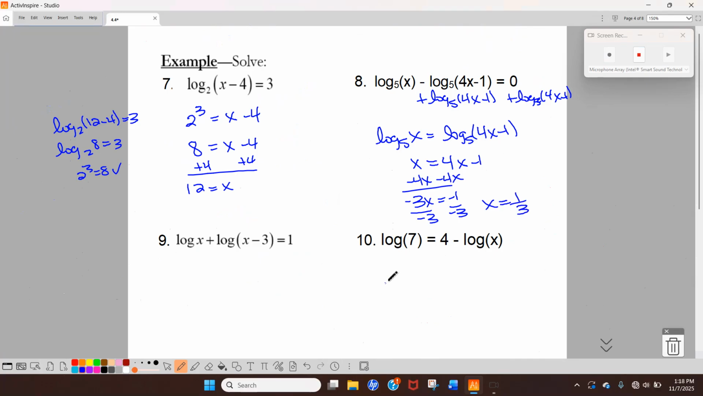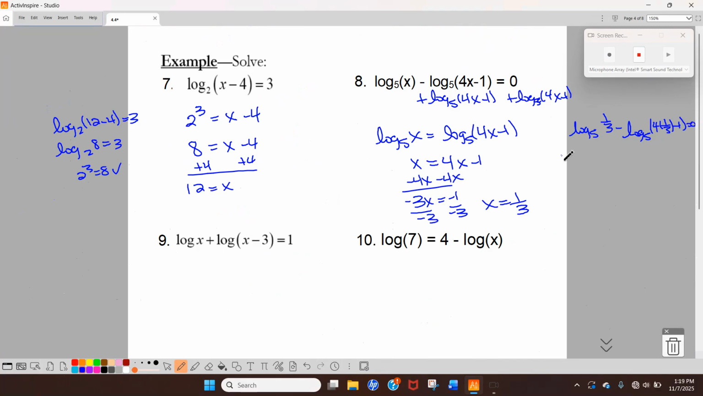All right, so then to check that, we go back into the original and we say log base 5 of 1/3 is equal to log base, nope, that says minus, my fault. Pushing buttons and nothing's happening. If you're wondering what the pause is about, I don't know why that stopped on me. All right, so minus log base 5 of 4 times 1/3 minus 1 is equal to 0.